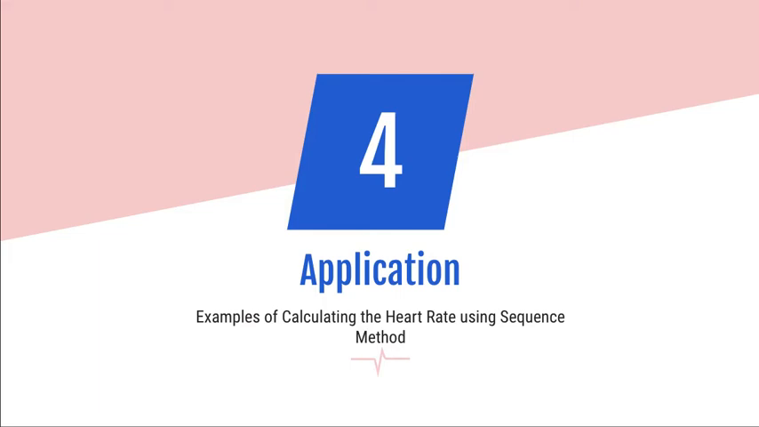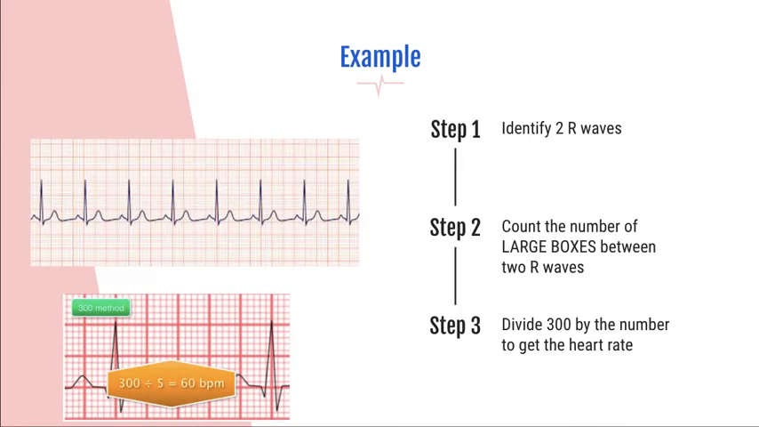4. Application. Examples of calculating the heart rate using sequence method. So step 1 is identify the two R waves. So in this example, you see this is R1 and R2, which is R to R interval. And step 2 is to count the number of large boxes between the two R waves. So 1, 2, 3, 4. And then step 3 is divide 300 by the number of large boxes to get the heart rate. So 300 divided by 4 equals 75 BPM.